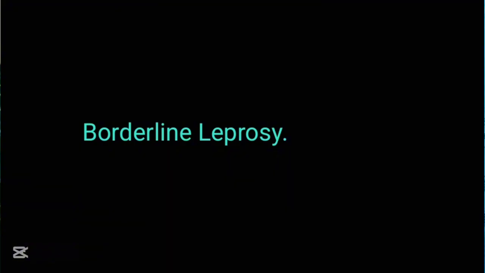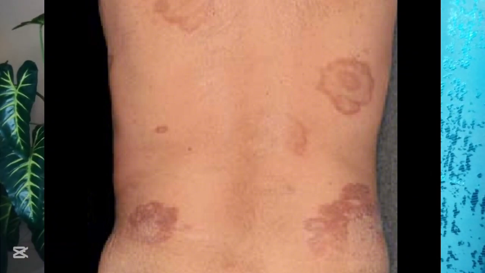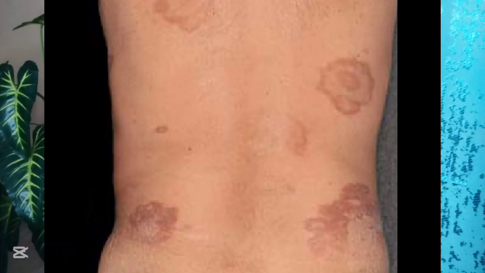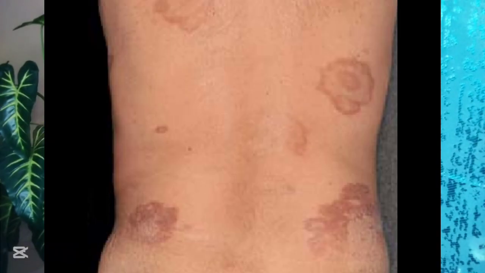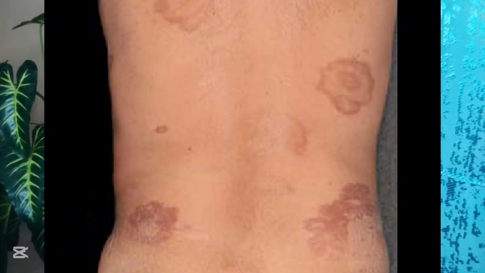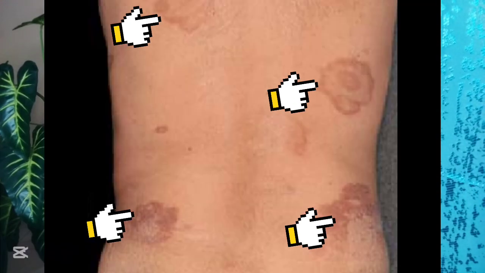If treatment is not instituted, the borderline leprosy can progress to the borderline lepromatous leprosy or the lepromatous leprosy. Borderline leprosy presents with a dimorphic skin lesion. The dimorphic skin lesion is one that has both the features of the tuberculoid leprosy and the lepromatous leprosy. The skin lesions of the borderline leprosy present as multiple circular skin lesions with poorly demarcated outer borders. They also have sharply defined, punched out centers.